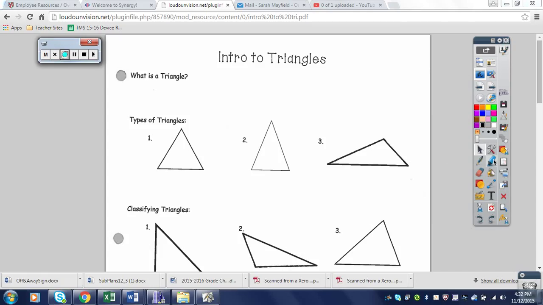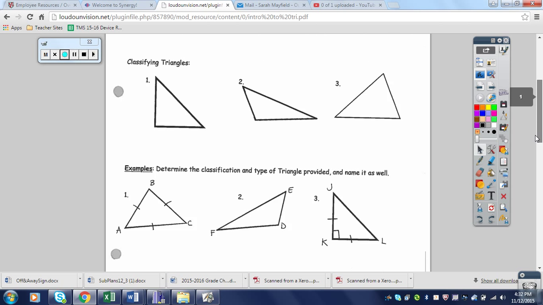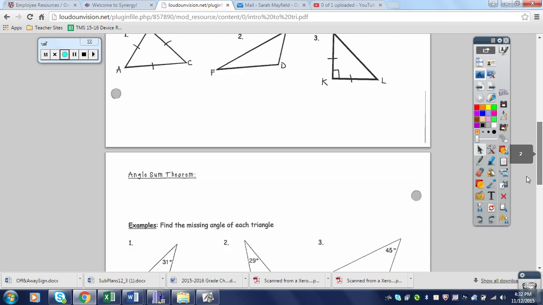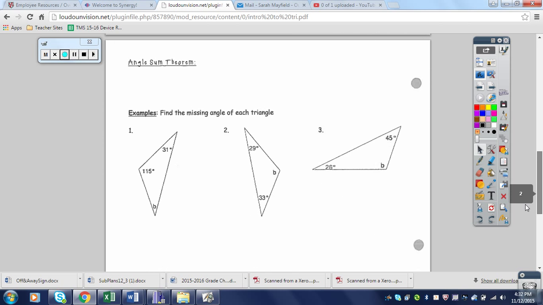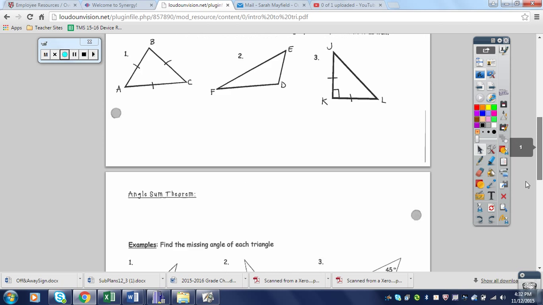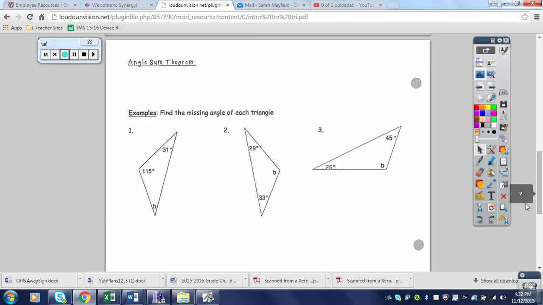So last night for homework, you had to watch a video on Introduction to Triangles, and you had to finish problems that I did not finish with you. So the first one I believe you had to do is over here on the angle sum theorem. So let's refresh what the angle sum theorem said.